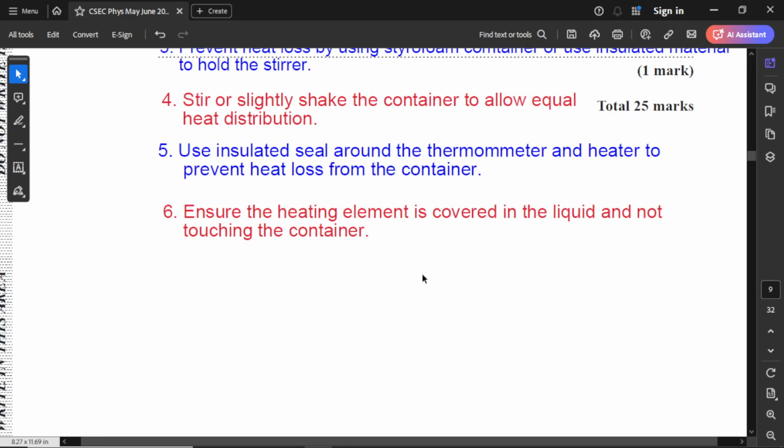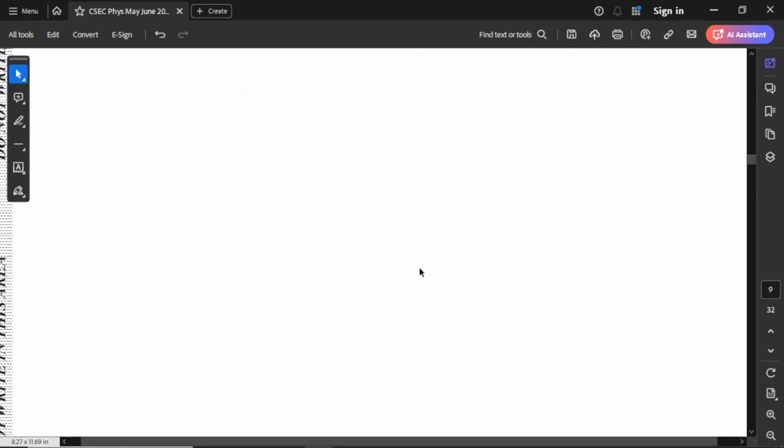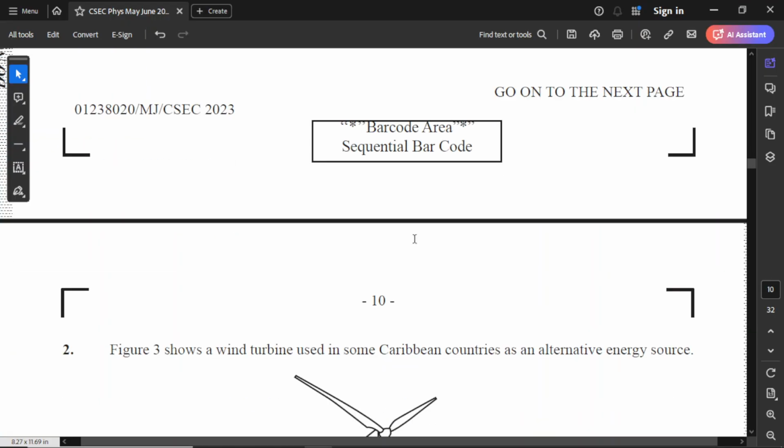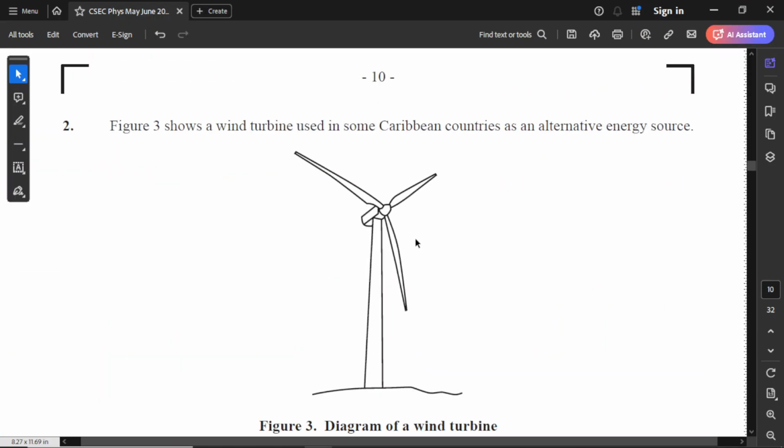Also, you can ensure that the heater element is covered in the liquid and not touching the container itself, because if it is touching the container, then heat will be lost to the container much quicker, depending on the nature of the container versus the liquid. All right, so those are just some suggestions. And of course, any suitable ones will be accepted.